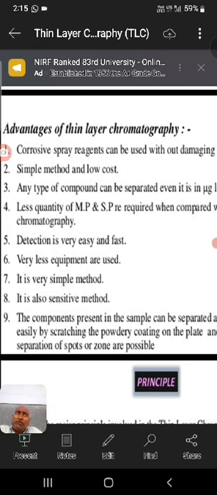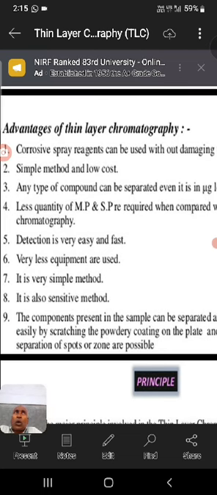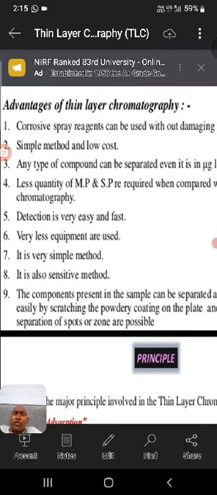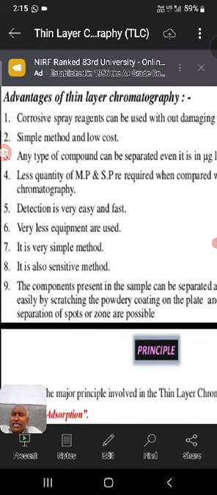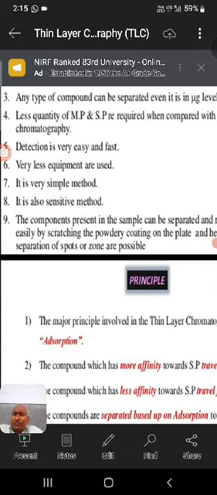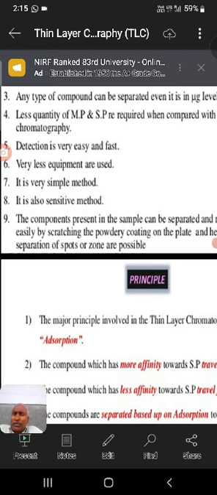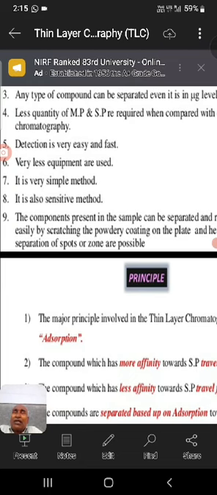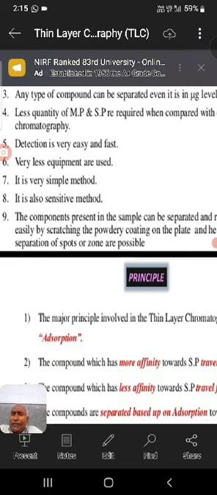Detection is very easy and fast. Once you set everything up properly, the detection is very easy and fast. Very few equipments are used because this does not require much equipment, only limited equipment. It is a very simple method. It is also a sensitive method compared to others. This is a highly sensitive method. You cannot expect fake data, only raw data and good data. That is why this is also a sensitive method.